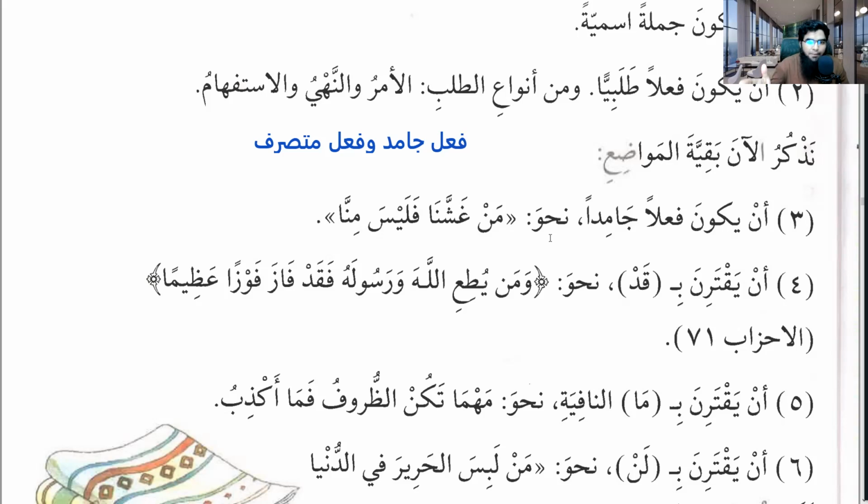So you have to use fa. You have to use fa, because it's not a normal verb. If it's abnormal, use fa to support it because it's weak. I mean, not weak in the sense, it's not strong like a normal verb. So use fa to hold it. For example, man ghashana falaysa minna. Whoever cheats us is not from us. We don't really translate. We just say fa, falaysa minna.